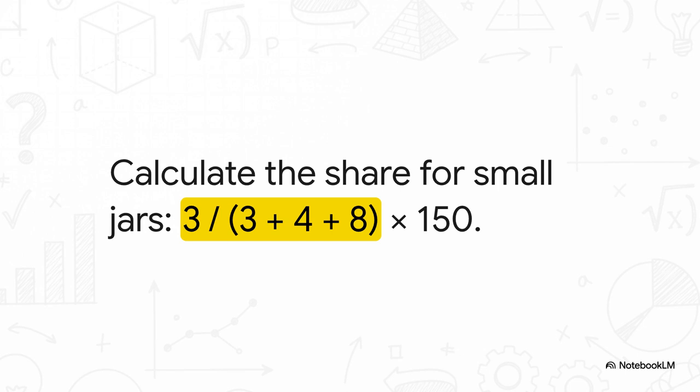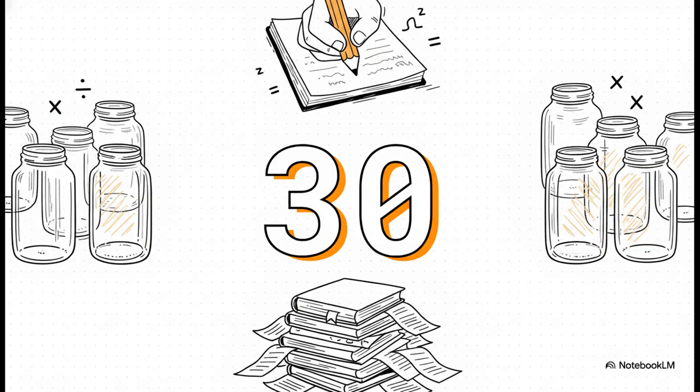Since we only want the small jars, we need its share, which is 3 out of those 15 parts. So we need to find 3/15 of the 150 empty jars. Okay, time for some quick mental math. What's 150 divided by 15? Well, that's 10, and then 10 times 3 is 30. Perfect. We've got the last key number we need. There are exactly 30 small empty jars.